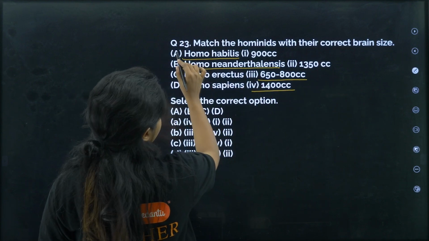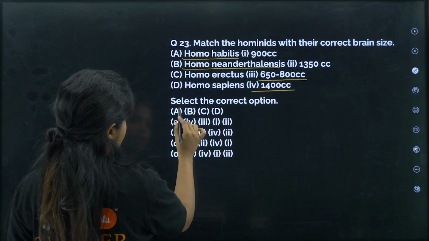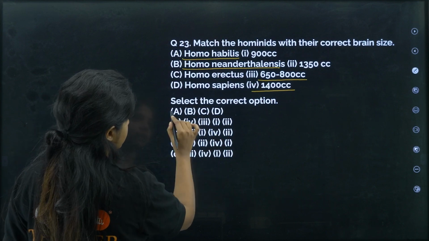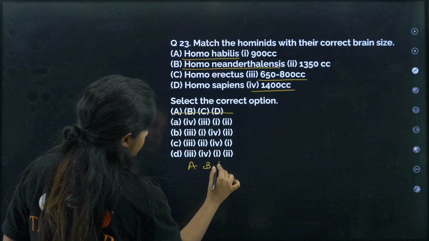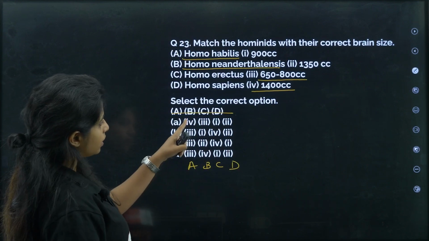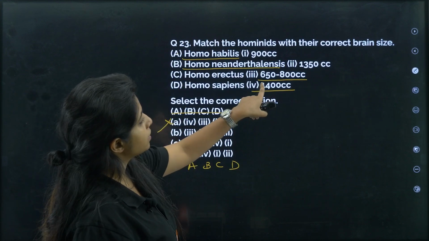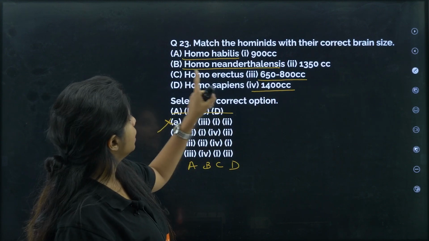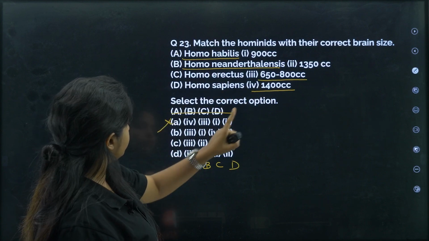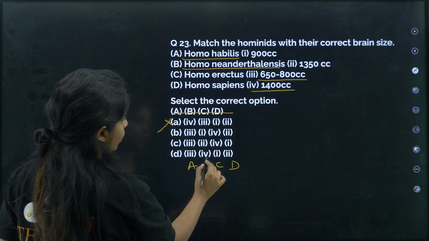So what shall I say? A goes with 3. So I'll write A, B, C, D. A has to go with 3, so this is not the option. Rest all of them are a tiebreaker. Homo neanderthalensis, it is 1400 cc. So B with 4. So B is with 4, there is only one, which is this.